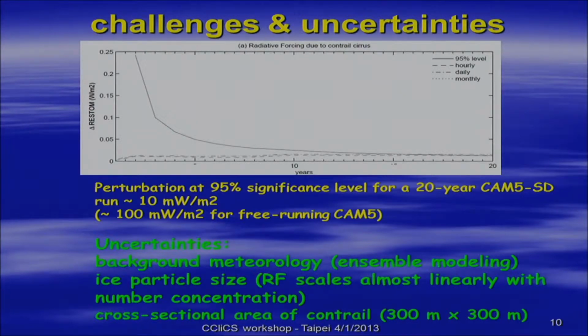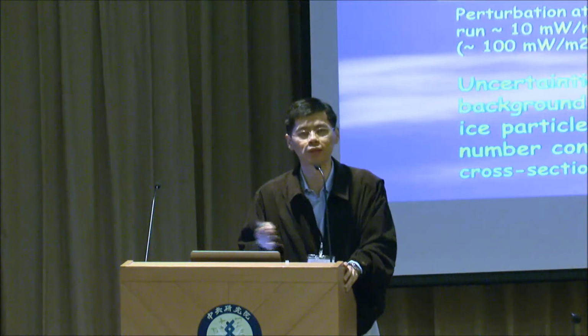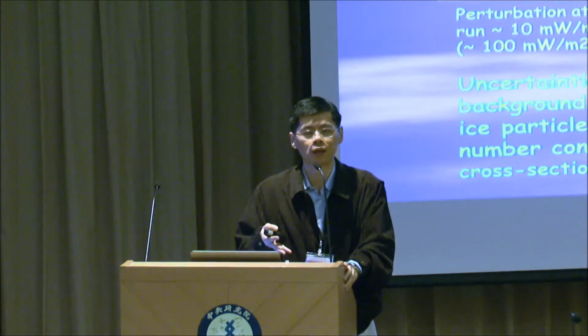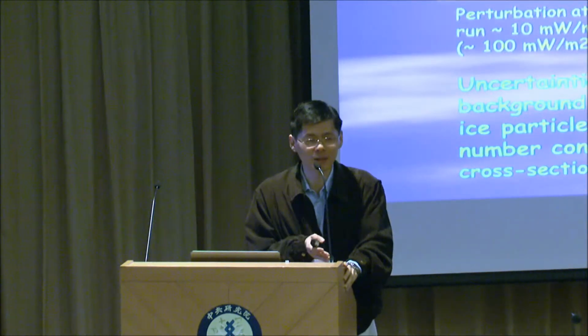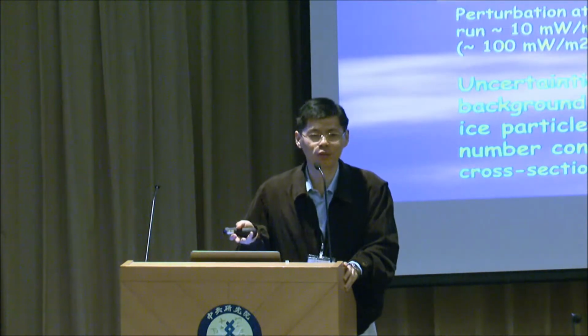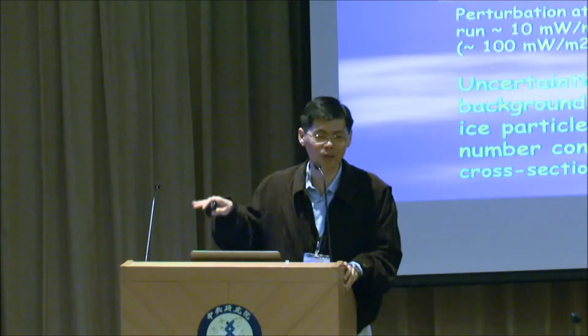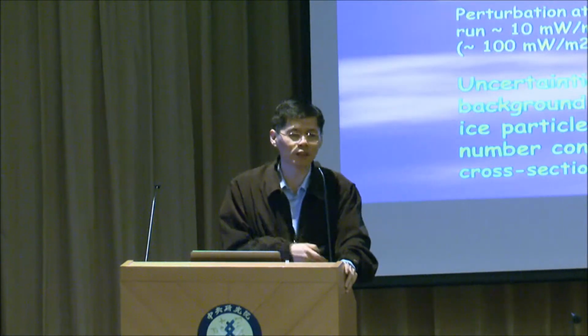So here's a plot of that. Just look at the solid curve for now. This is a duration of simulation of 20 years. By the end of 20 years, in order to get past the 95% confidence level, you only need to be above 10 milliwatts per meter squared. So this modeling framework might be suitable for the study of contrail cirrus. But for linear contrail, the previous study shows the forcing is still below this. That's why we have to come up with another approach.